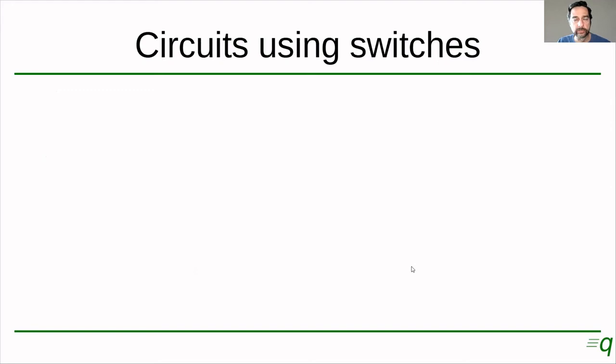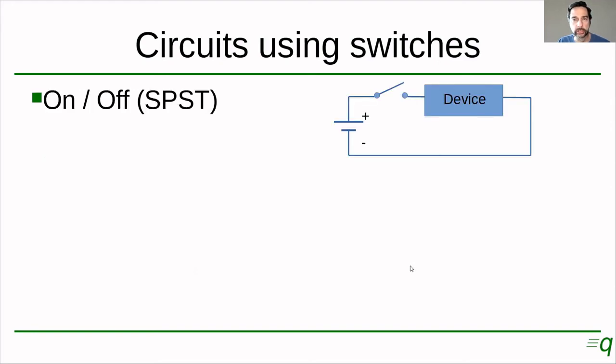Okay, so let's have a look at some circuits that we can build with switches. The most basic one is an on-off switch with a single pole, single throw switch. So we have the battery, as we said. We open the circuit, the device turns off. We close the circuit, the device turns on. As simple as it gets.